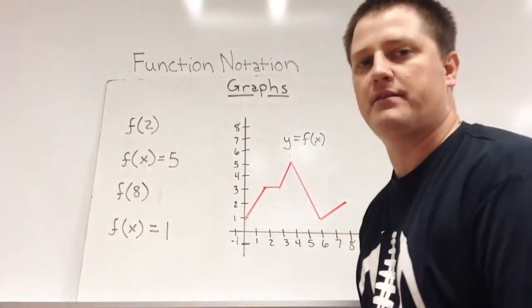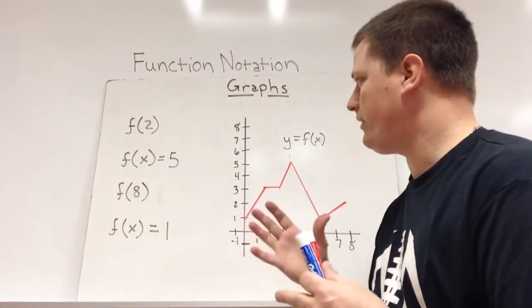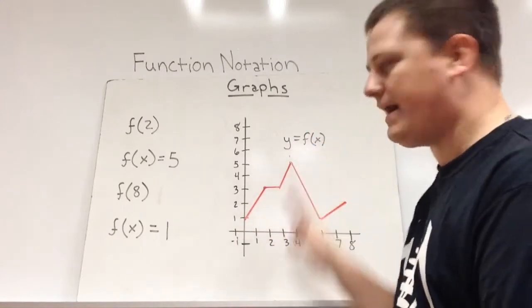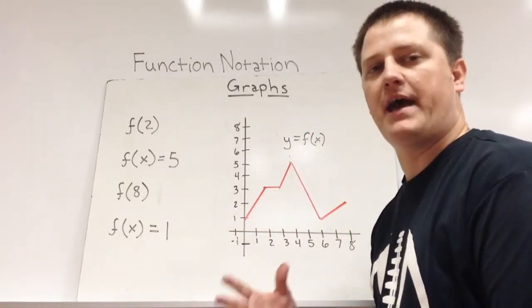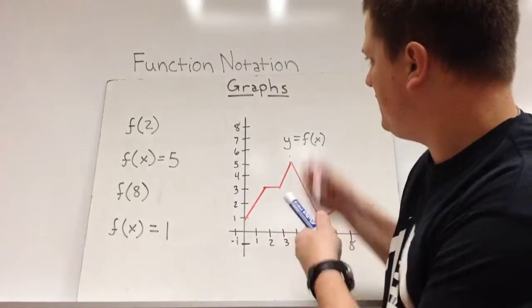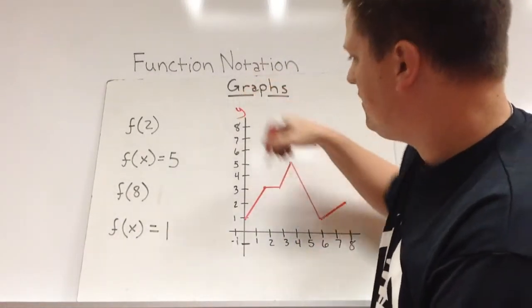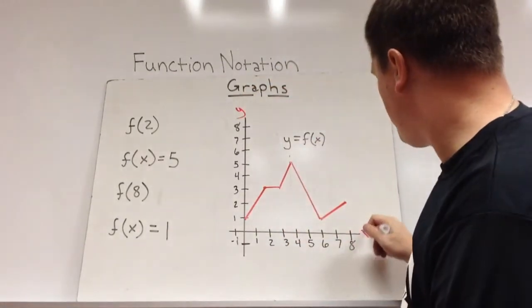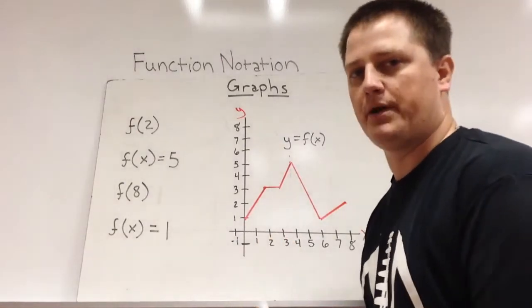So here's one of the ways that this can look. Sometimes we will use a graph. So this graph has been called y equals f of x, meaning here's our y value, also known as our output. Here's our x values, also known as our inputs.